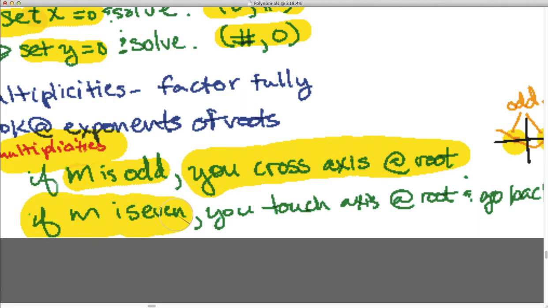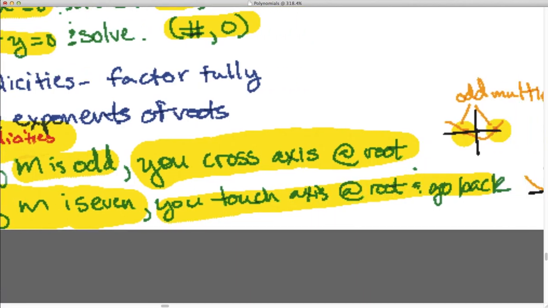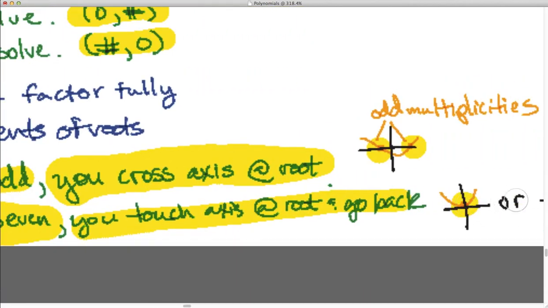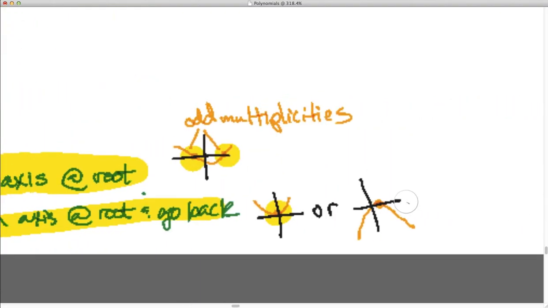If the multiplicity is even, you just touch the axis at that point and you go back. Okay? So this is an even multiplicity. This is an even multiplicity. We came down, touch the axis, come back up. Go up, touch the axis because it's even, we come back down.